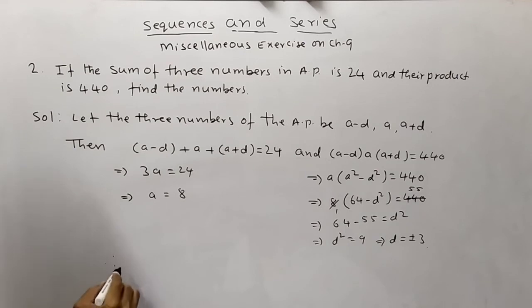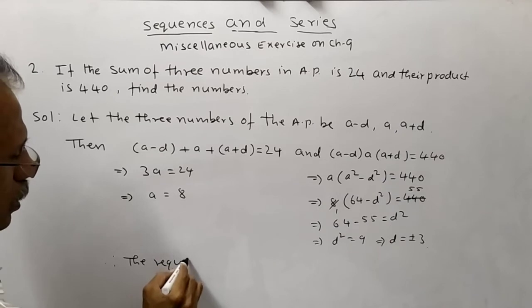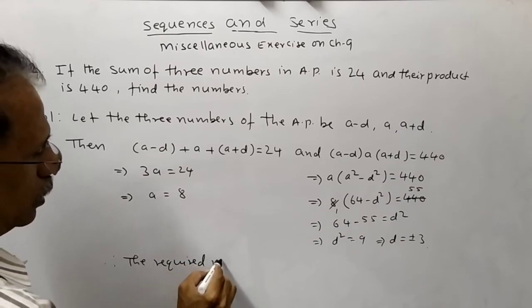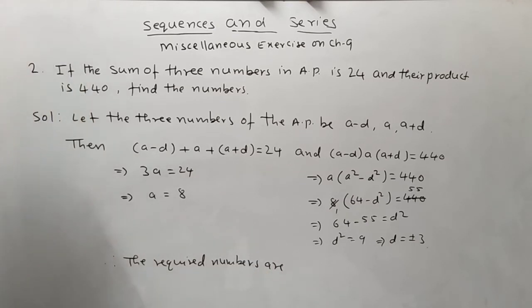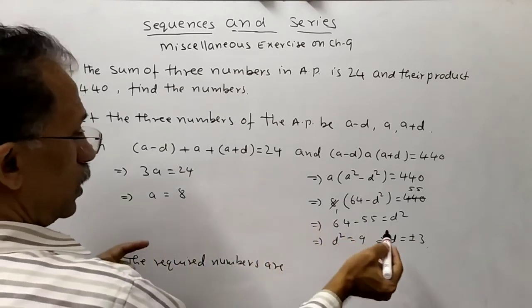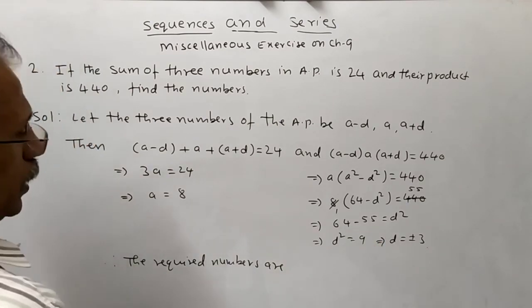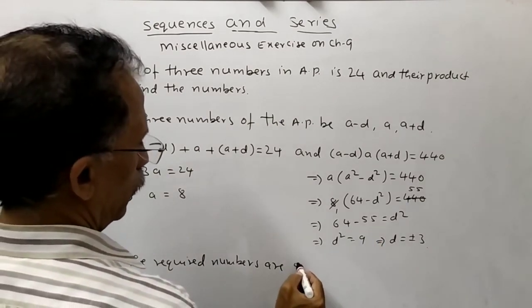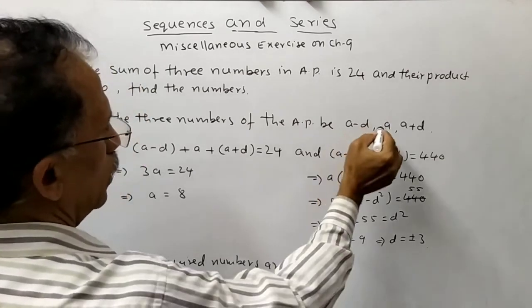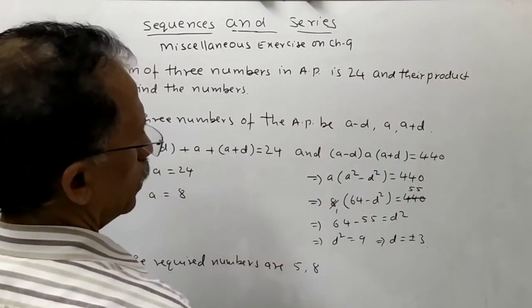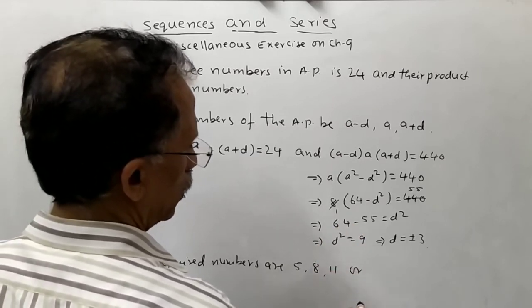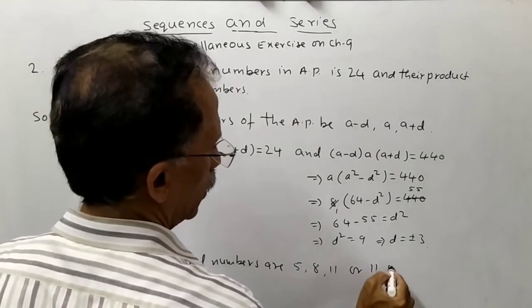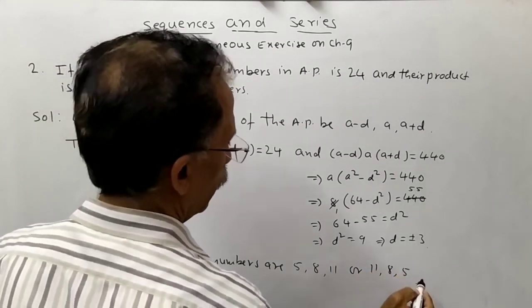Therefore, the required numbers are A minus D when D is equal to 3: 5, next 8, A plus D, 11, or 11, 8, 5.